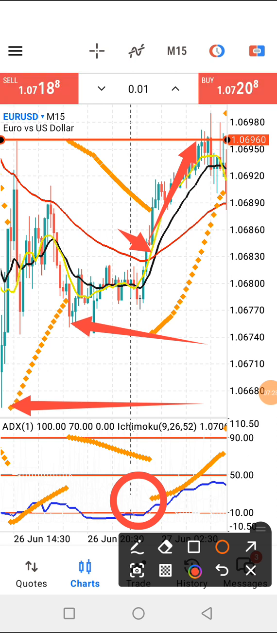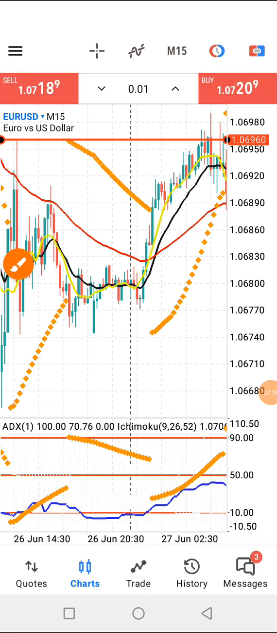Now your momentum: if you want to identify when price is ready to move, the blue line crosses above level 10, then what you want to see next is price crossing above level 50. When these conditions are in place, there is a high probability of winning that trade. Exactly. So that is for a buying condition.